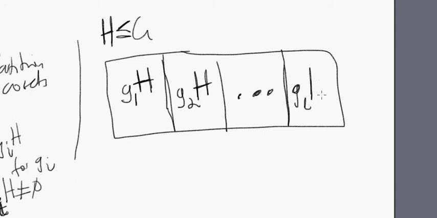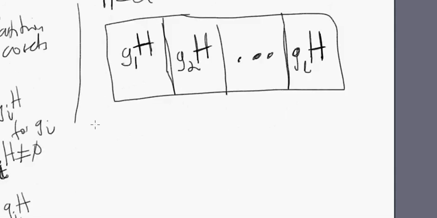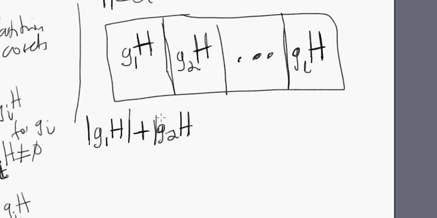Now let's think about this. What's going to be the cardinality of g1H? Ultimately the coset still consists of elements, plus the cardinality of g2H plus all the way until the cardinality of glH.